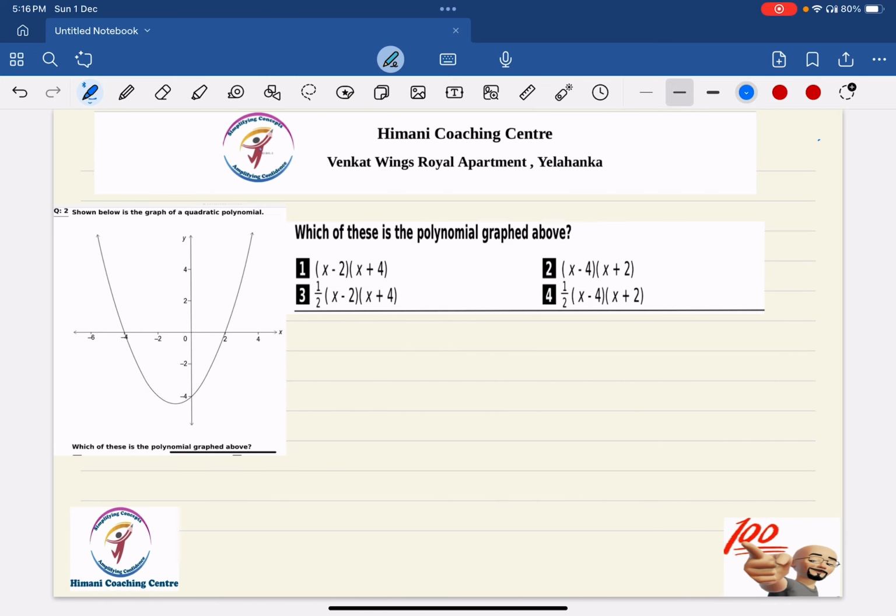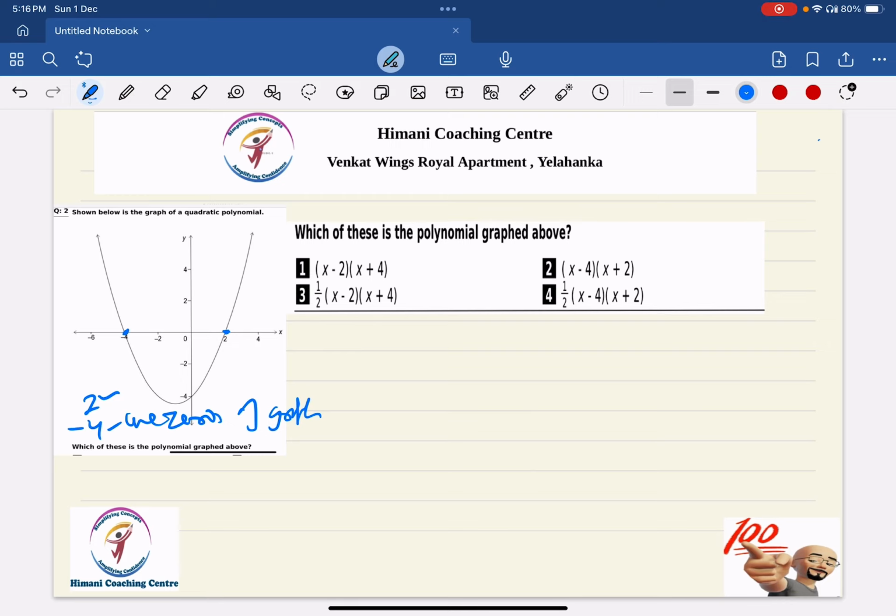Now let us look at another question. Here we are given a graph of quadratic polynomial, and if you pay attention, the graph is crossing x-axis at 2 and minus 4. What does that mean? It simply means 2 and minus 4 are zeros of the graph. Okay, what does that mean? At x-axis y would be 0, so whatever this polynomial is, it would be 0 at 2 and minus 4.